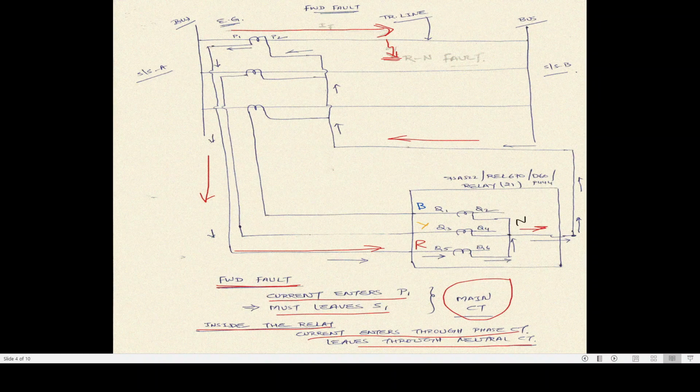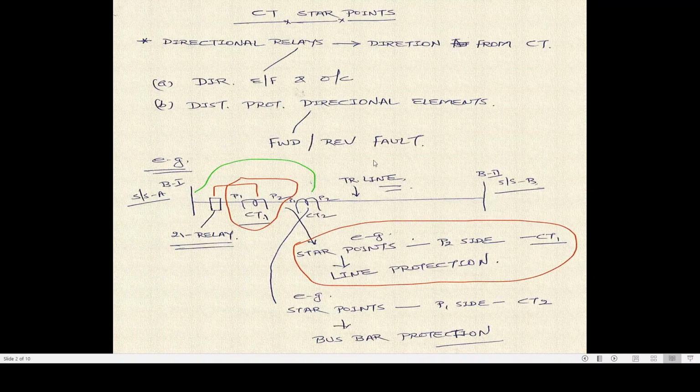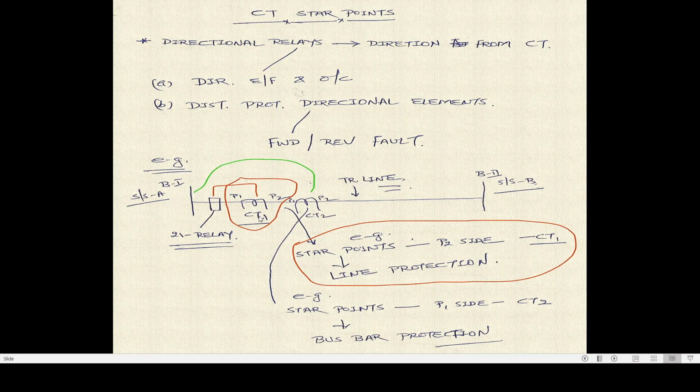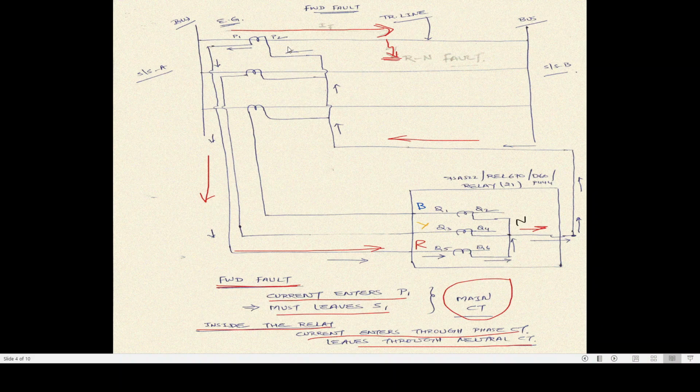So now we will discuss the first concept of CT star points in case of transmission line. This is the same diagram where I have considered a transmission line between two substations, substation A and B, and CT1, which is used for protection of the transmission line, and this is the P1 P2 terminal. So we have to form the star point on the P2 side. This is the basic diagram. Now you have three sets of CTs, one for R phase, another for Y phase, and the third one is for B phase.